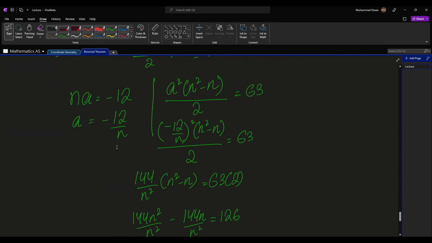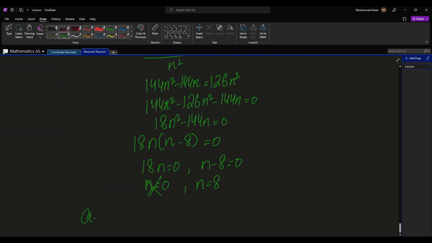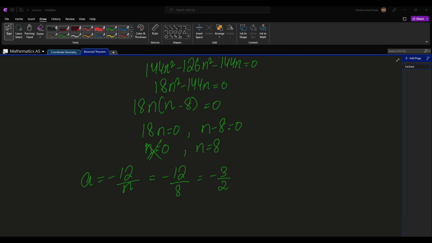Now then, I have a equals to minus 12 over n as we found out above. So I can say minus 12 over 8. So this becomes 12 over 8 is 3 over 2. This becomes negative 3 over 2. Thus the value of a is negative 3 over 2 and the value of n is 8.